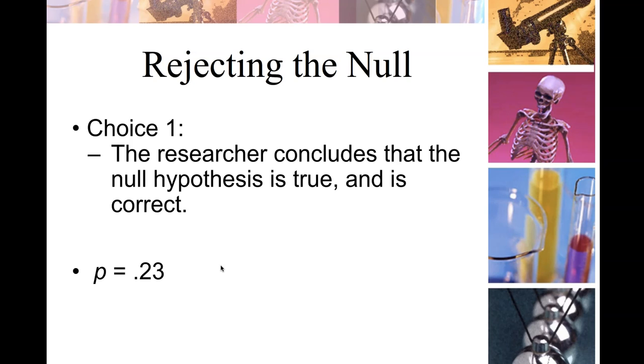Choice 1, the researcher concludes that the null hypothesis is true and is correct. So you get a p-value of 0.23, which tells us there's about a 23% chance that any differences are just random. So that's too much to be able to say there is a difference. So we have to conclude that the null hypothesis is correct. There are no differences between groups.